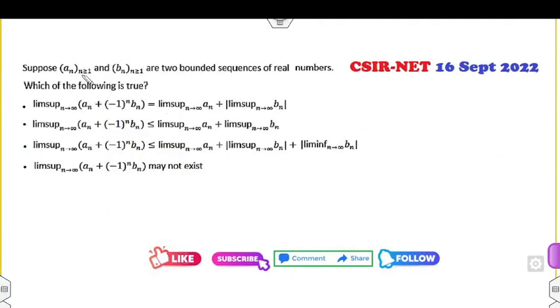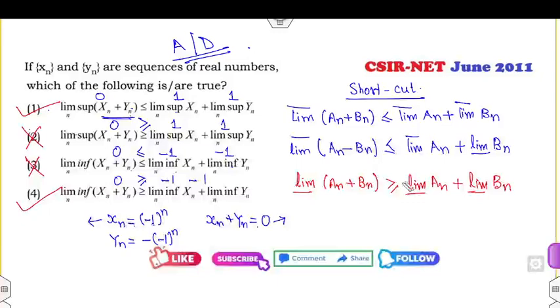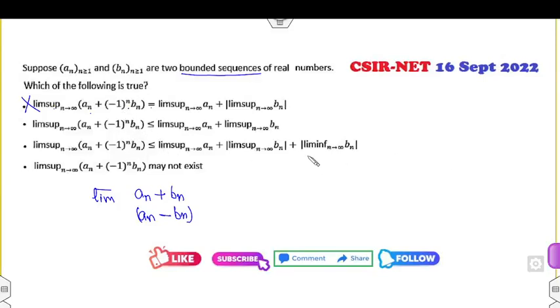Look at another one. an and bn are two bounded sequences. Which of the following are correct? Again, you can see limit supremum. Either this number is positive or this number is negative. When it is positive, then it is limit supremum. When it's negative, then it's limit infimum. So since it involves both, limit supremum and limit infimum is the right answer of this problem. So this result is not applicable when n is odd.